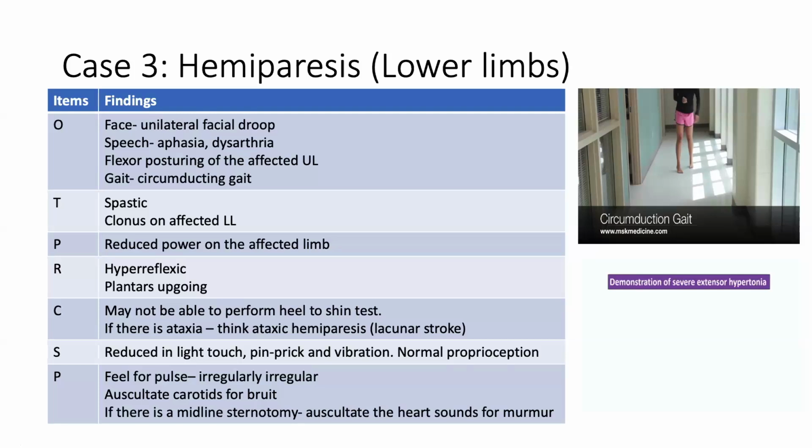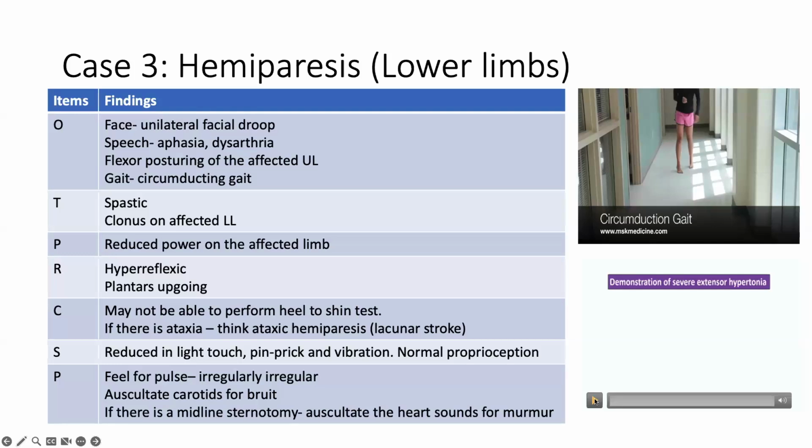We can talk about that at some point. But that's a circumducting gait. So they tend to be spastic. They have clonus on the affected limb, reduced power on the affected limb, and hyperreflexia. Their plantars are upgoing. They may not be able to test for coordination. And again, the procedure for that is similarly the same.